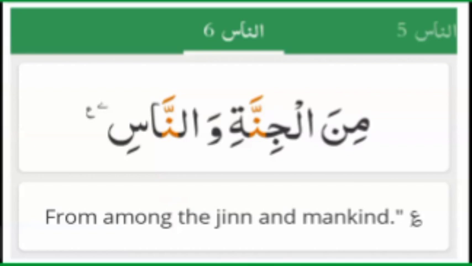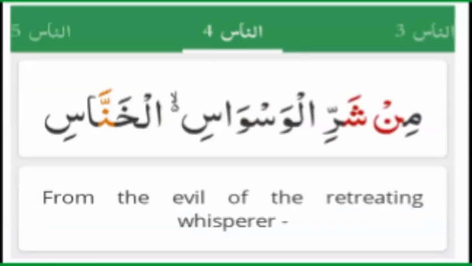Okay, so the examples are min al-jinnati wan-nas. Here the word min is preceding the word al-jannah, and it makes it min al-jinnati. من شر الوسواس الخناس. So min can be used for a proper noun, for a common noun, for anything.